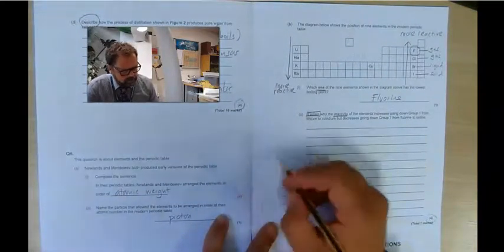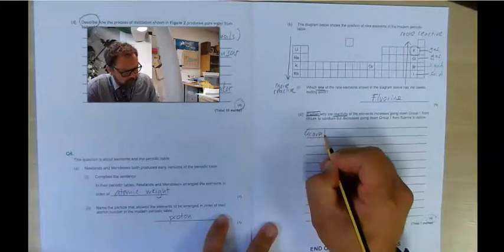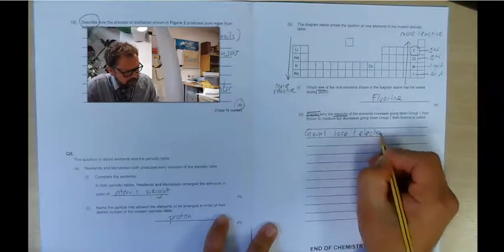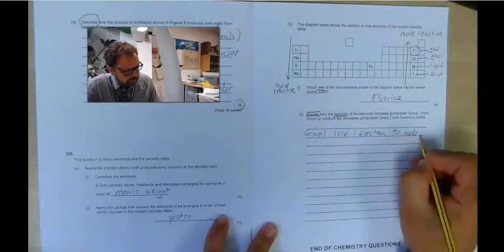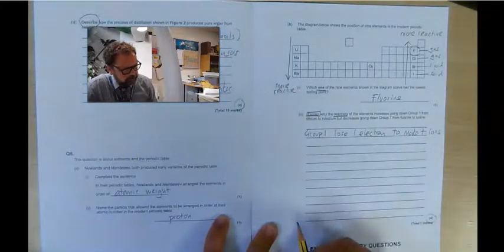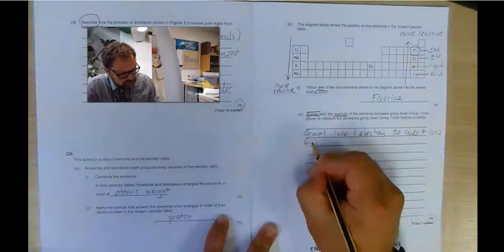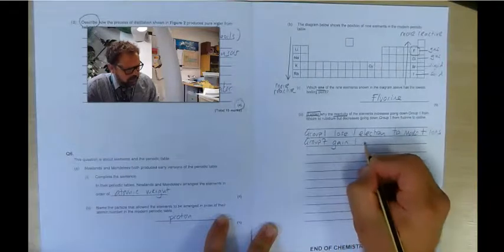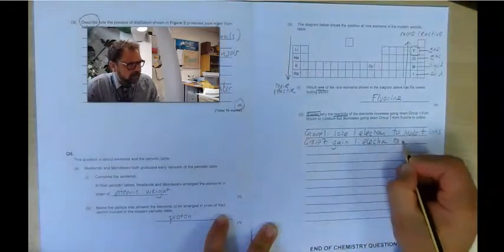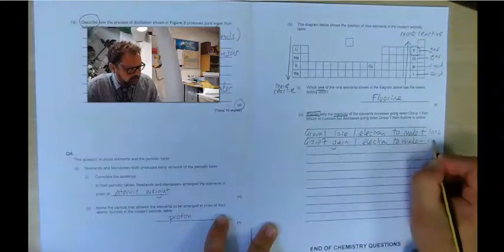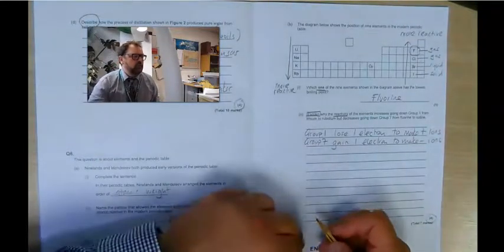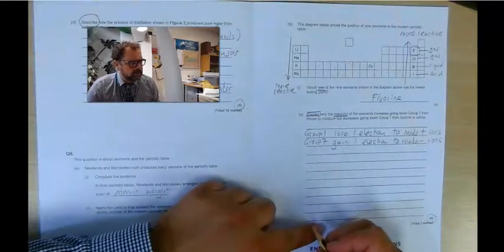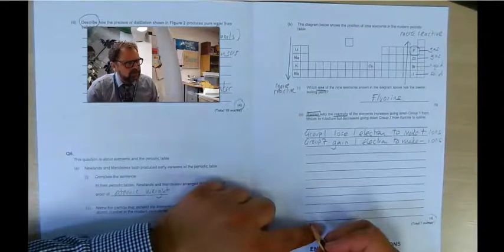So group 1 metals want to lose one electron from their outer shell, and they are going to make positive ions. Whereas group 7, when they do chemistry and react, they want to gain one electron, and they are going to make negative ions. So in our explanation, we've got to explain why that happens easier in a certain direction according to the position of these elements in their group.